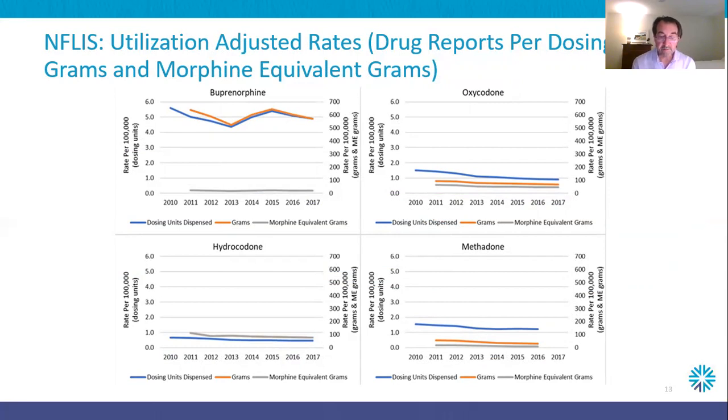And also, you can see that the dosage unit and gram adjusted rates for buprenorphine exceeded those for other opioids, although morphine equivalent grams adjusted rates were lower for buprenorphine due to the high morphine equivalency of buprenorphine.